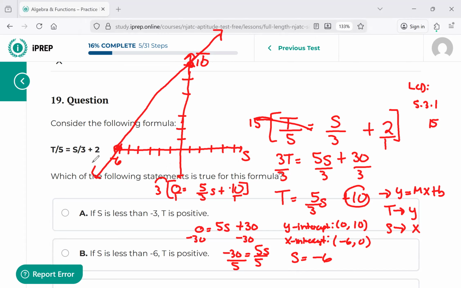So now let's look at each choice. Choice A: if s is less than -3, t is positive. So locate where -3 on the s is. So here's 1, 2, here's -3. Is this true? I think it's partially true. If you go to any number less than -3, like -4, the t is positive. But if you keep on going, for example -7, your t is now going to be negative. So it's not always true. So that's why it's not A.